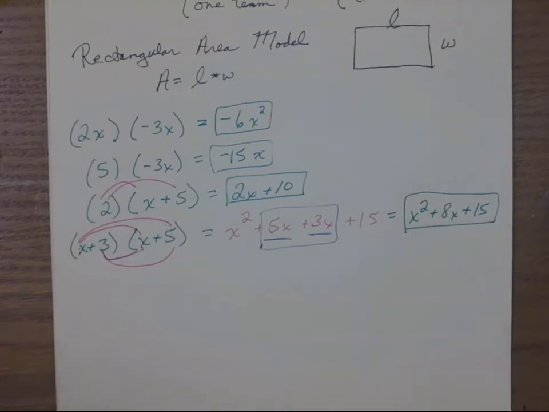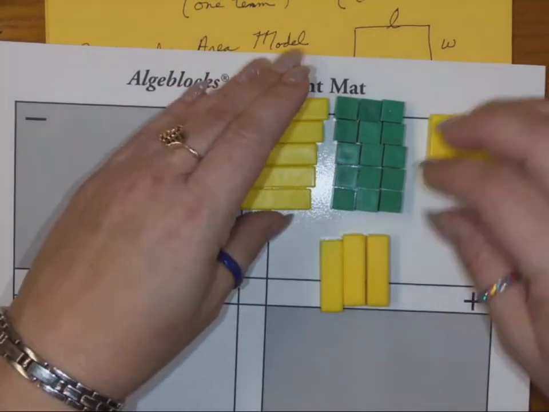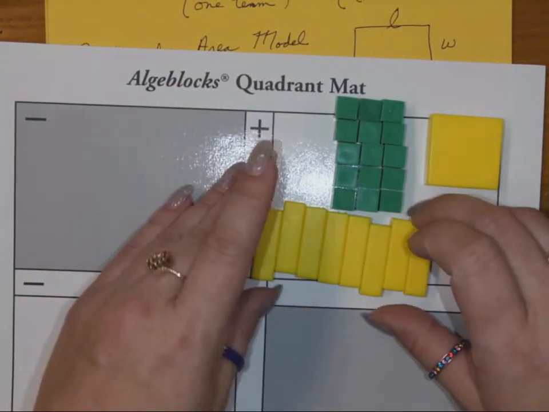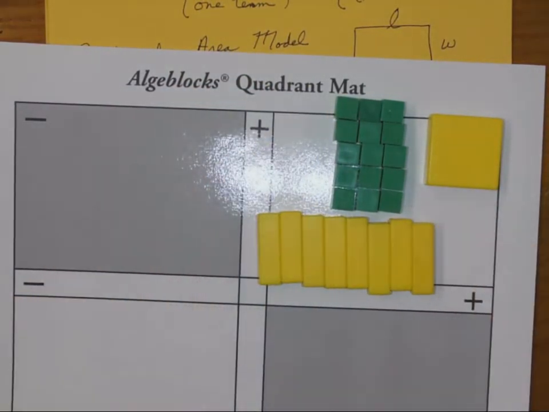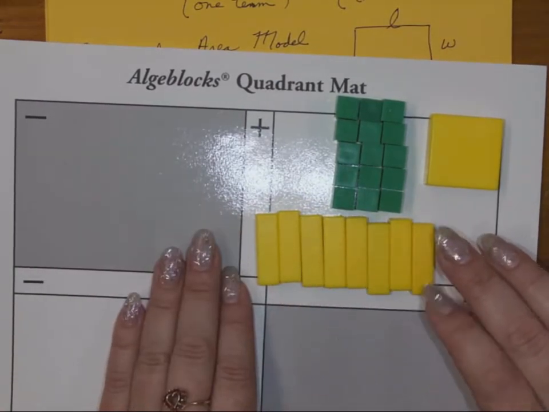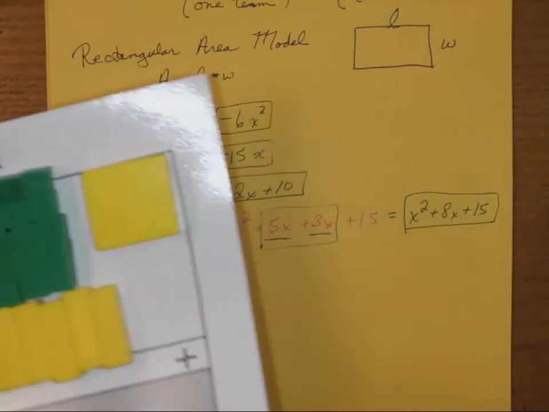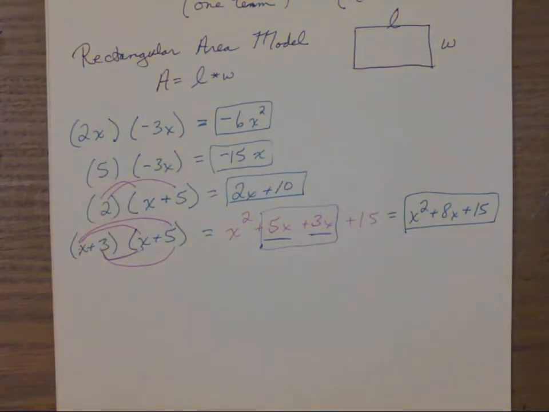Using the actual model, all we would do is say, hey, I've got that x squared there. Let me pull all these x's together and literally combine my like pieces, and sure enough, there's 8 of them there. And then the 15 would be by themselves again. So my model does match up, which is good. We want that to happen, right?